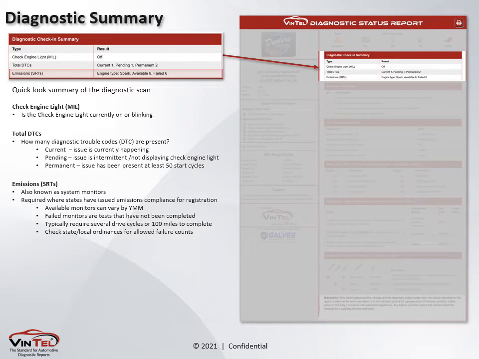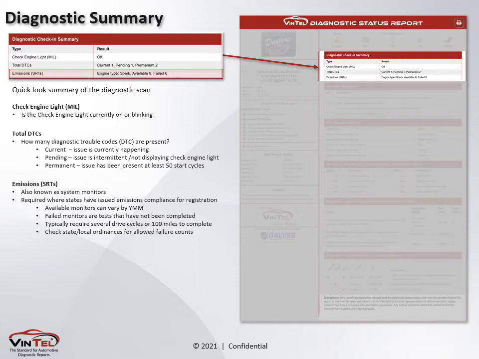And finally, we show the emissions monitors or system readiness test status of the vehicle that has been scanned. The type of engine is identified as spark if it's gasoline, or compression if it is diesel. Also, depending on your year, make, model, the available amount of emissions readiness tests are shown. In this case, we show 8 available. It's also shown how many of those tests have failed. In this case, we have 6 that are failed. So thus, this vehicle would not be emission certified in any of the 50 states.